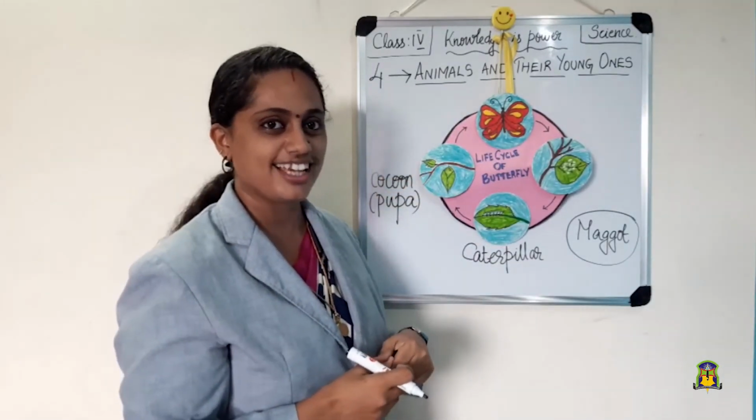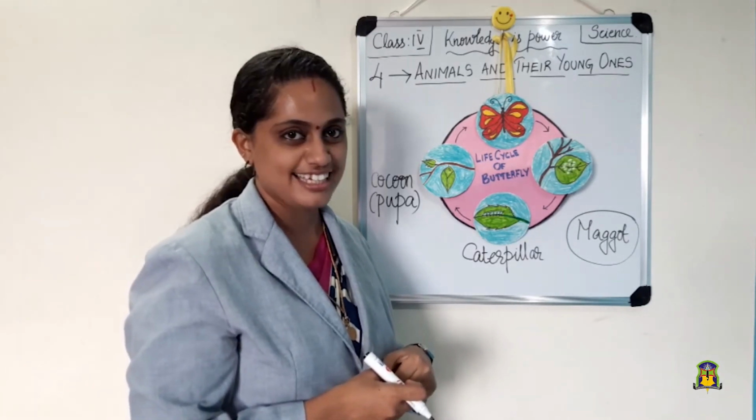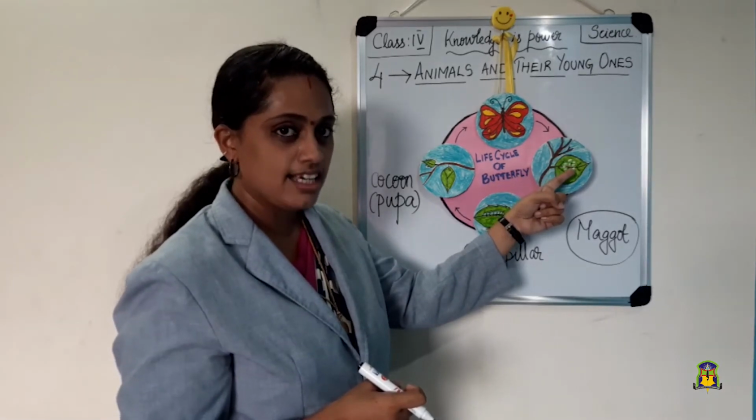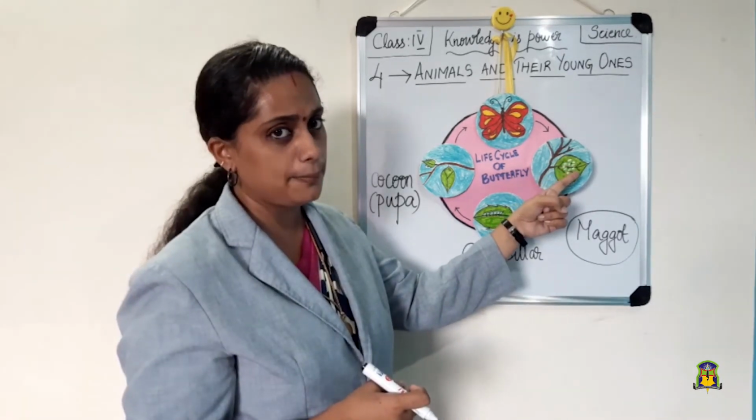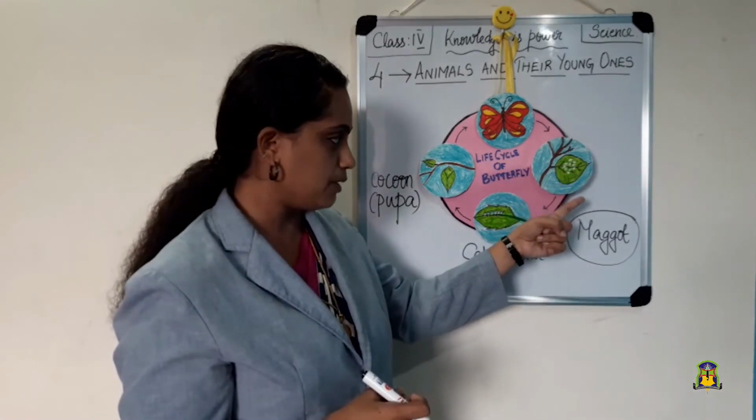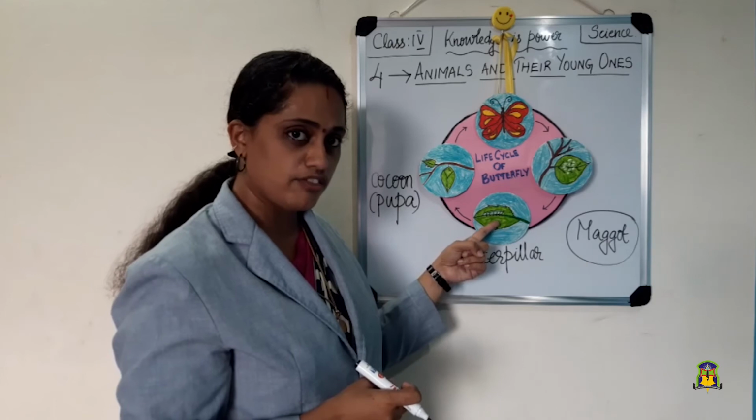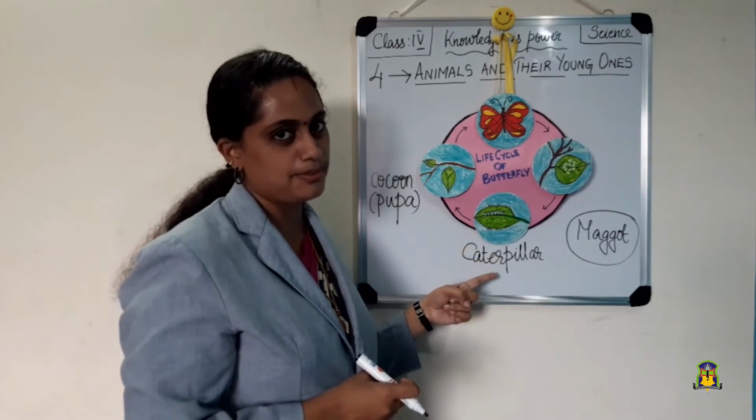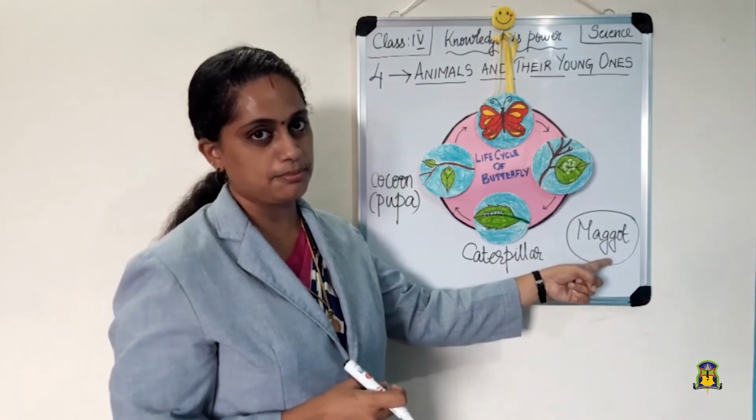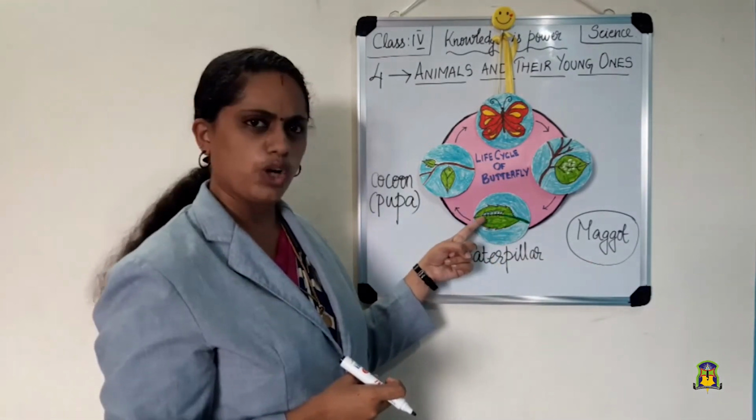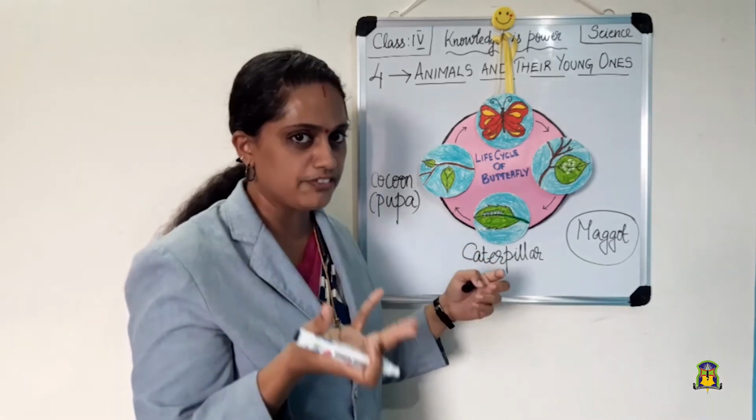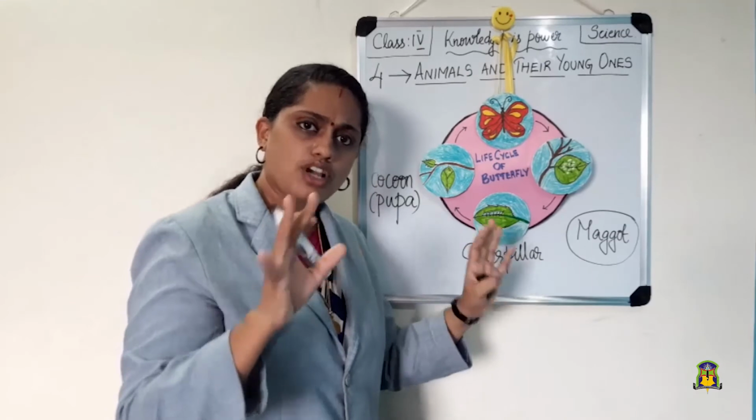Did you understand the life cycle of a butterfly? Yes, you understood. So how is it? The butterflies will be laying a cluster of eggs on the upper part of a leaf. The larva will be coming out. What is the larva of a butterfly called? Caterpillar. What is the larva of a housefly called? Maggot. Then after that, what will this caterpillar do? It will eat the leaves. After some days it will stop eating the leaves.